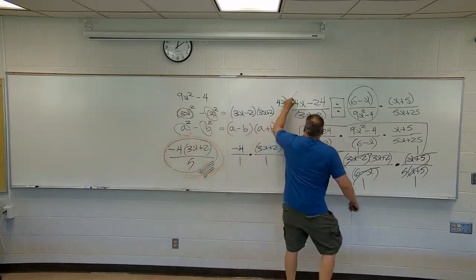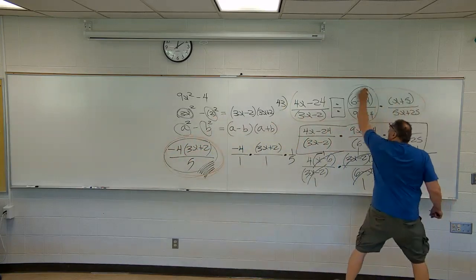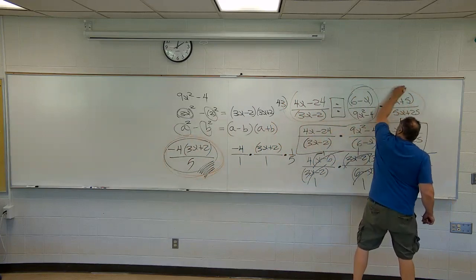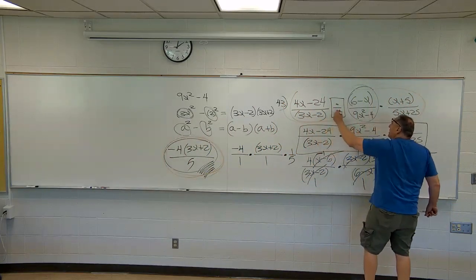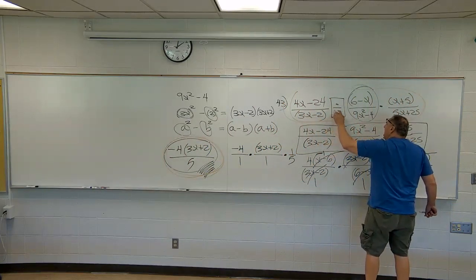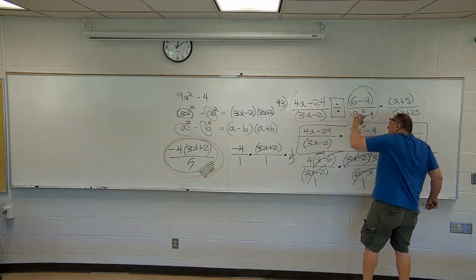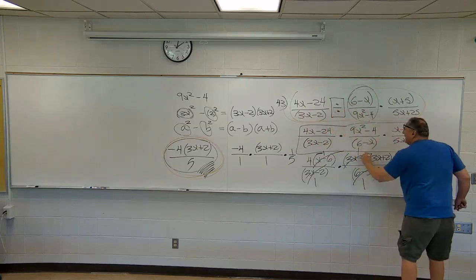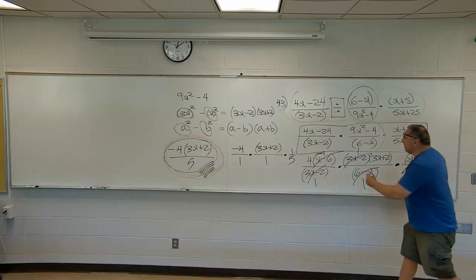There's your answer for the original problem here. Dividing by this is the same as multiplying by the reciprocal of this, and that's where you got to there. And that's where the multiplication takes place.